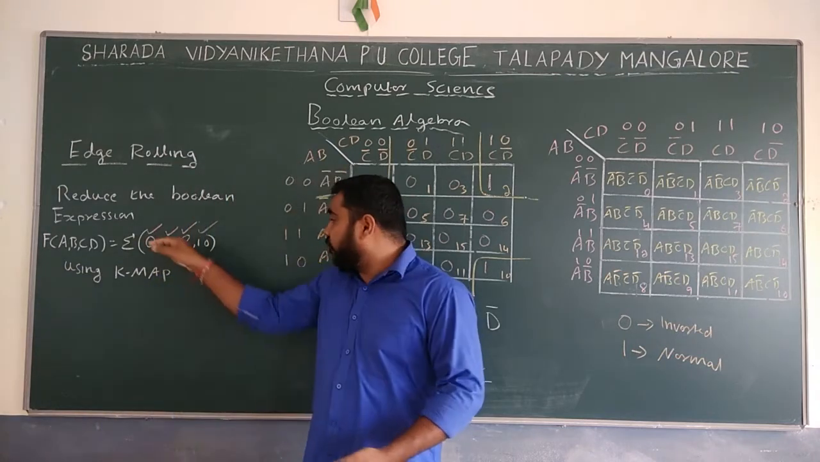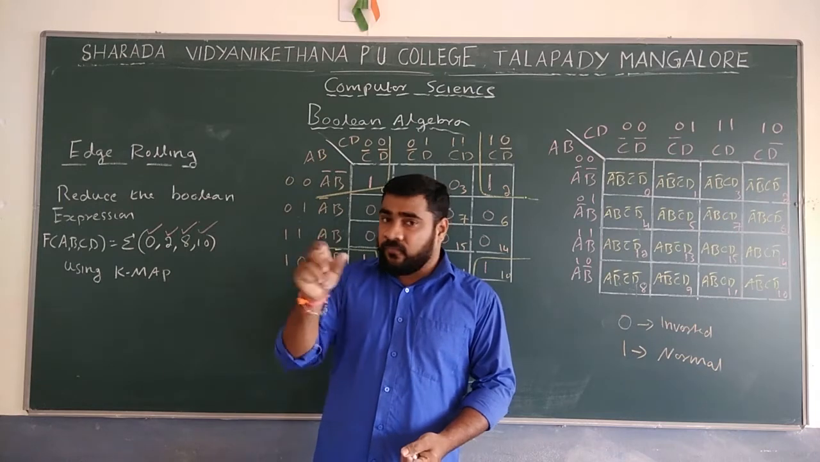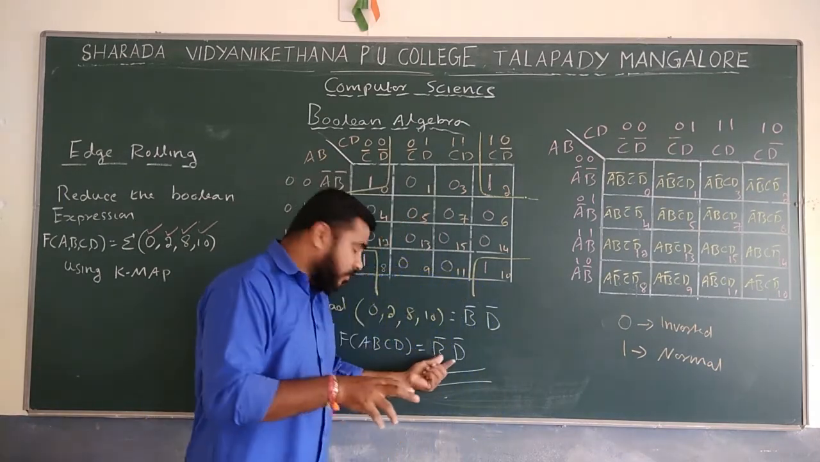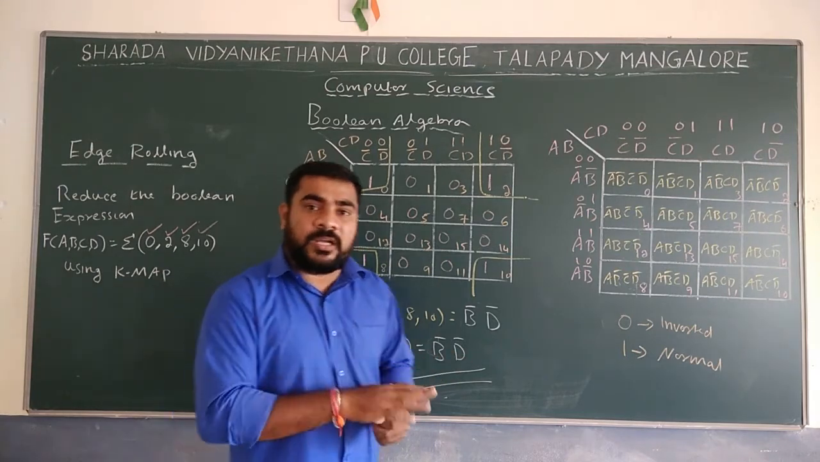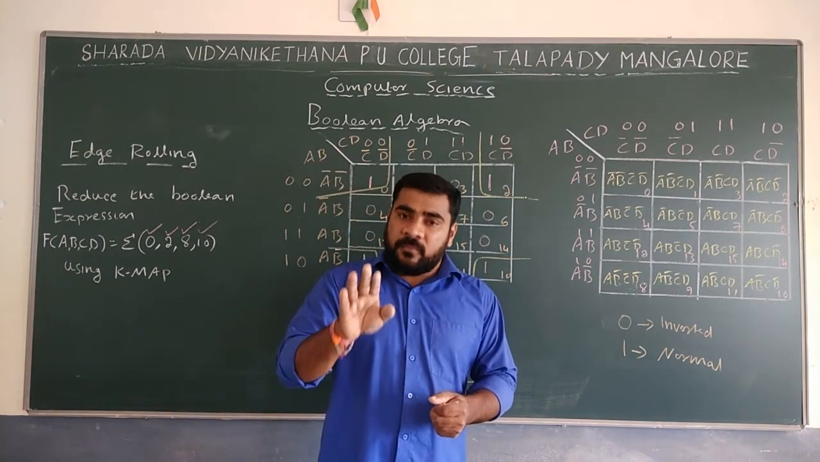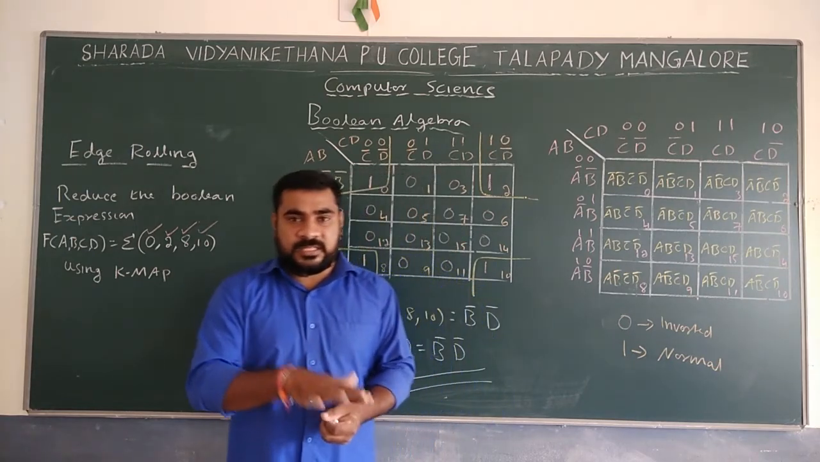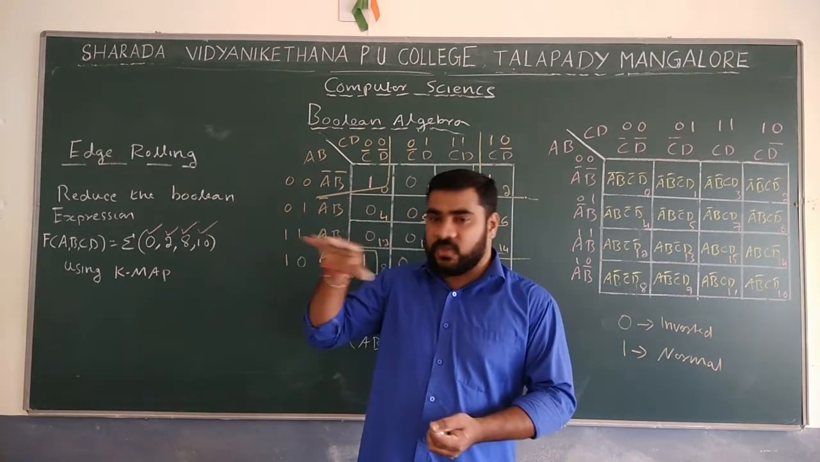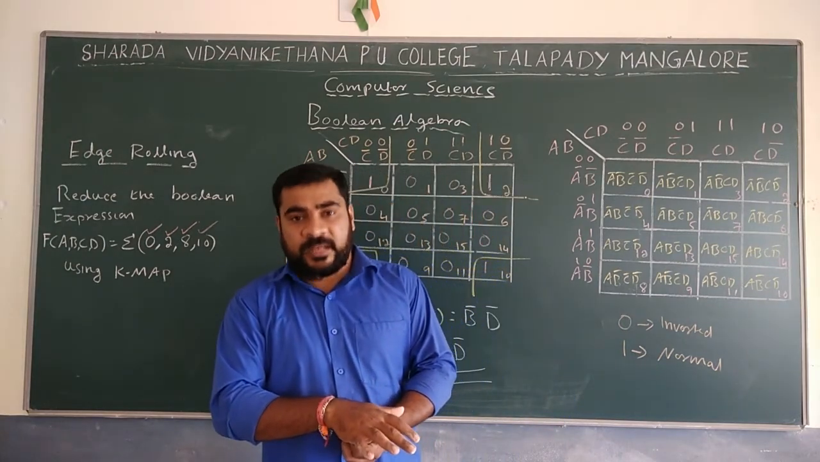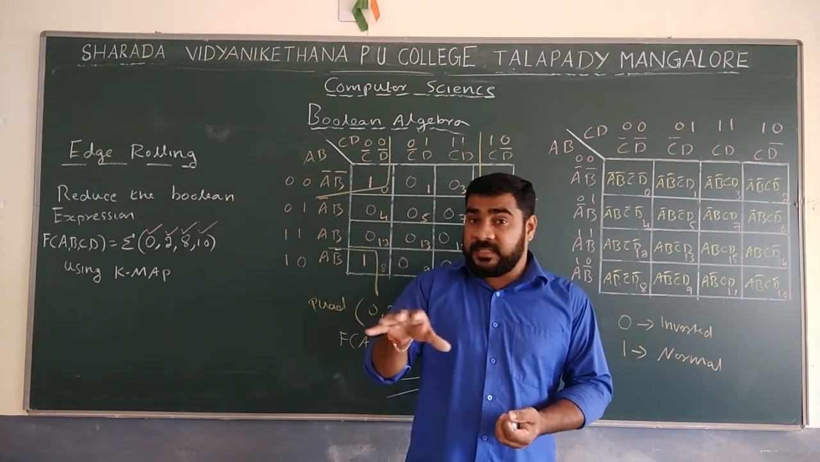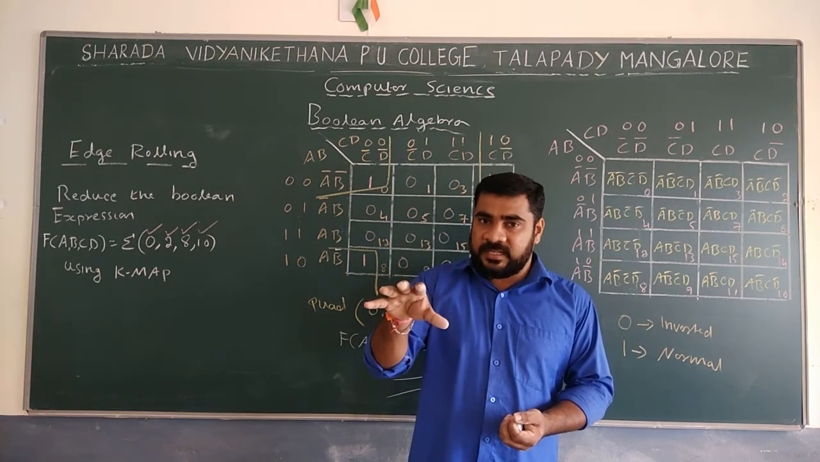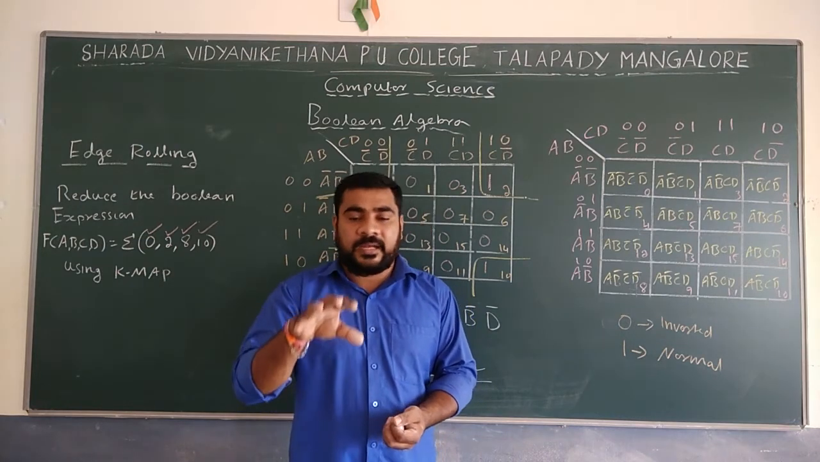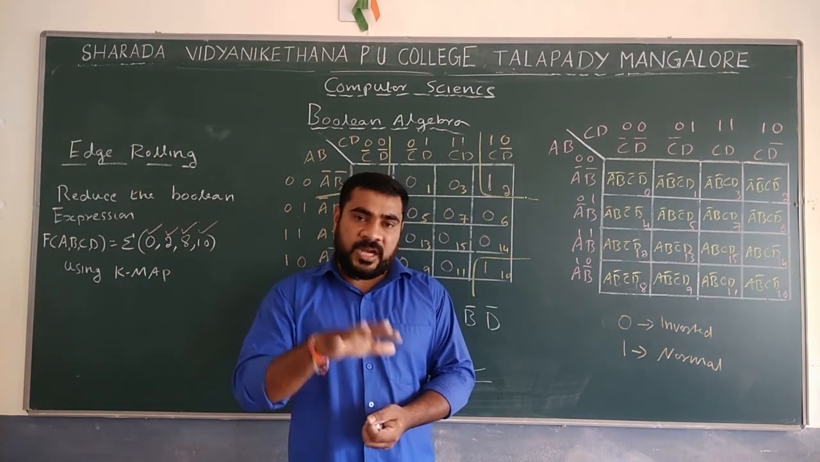Only one term. See, there are 4 terms in the Boolean expression, and the 4-term Boolean expression is reduced to only 1 term with 2 variables. This is actually the reducing concept. What we mainly discussed here is edge rolling, a new concept in the case of K-map. Whenever the 4 edges are marked, it is possible to group them, or we can treat them as a single group.